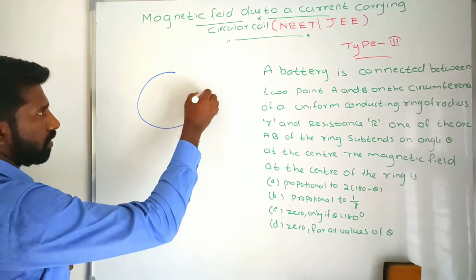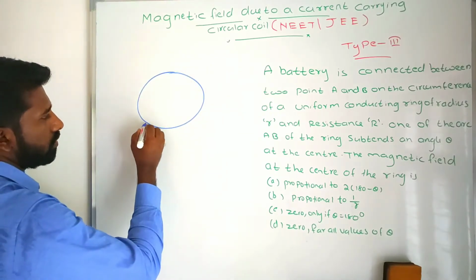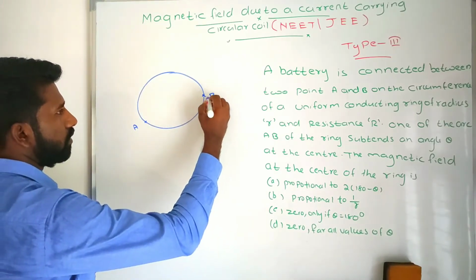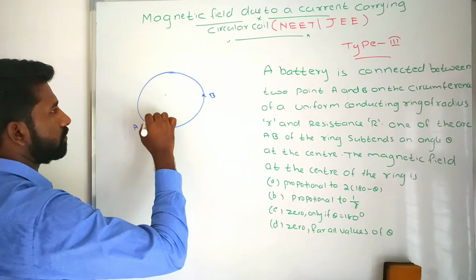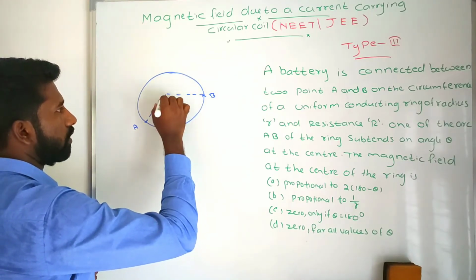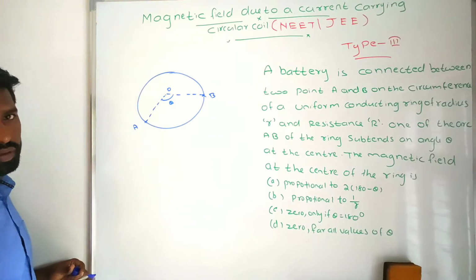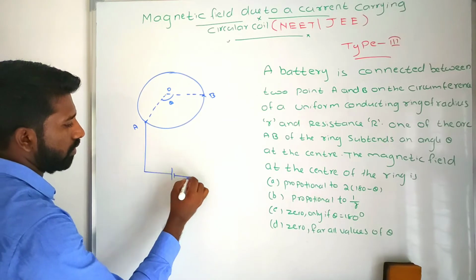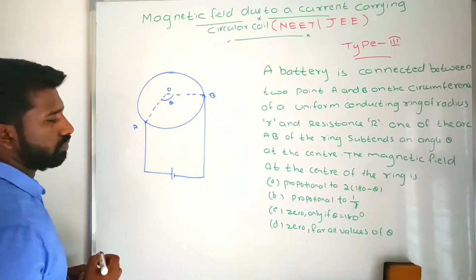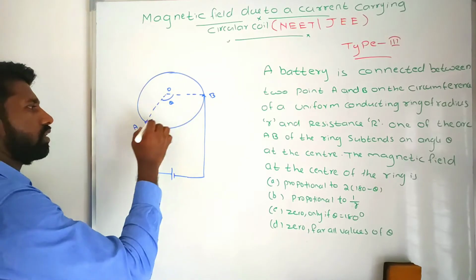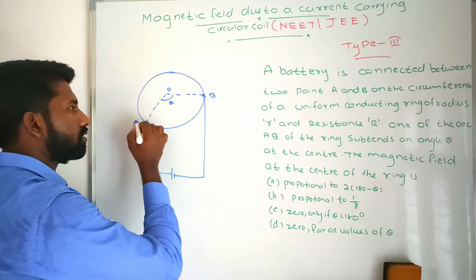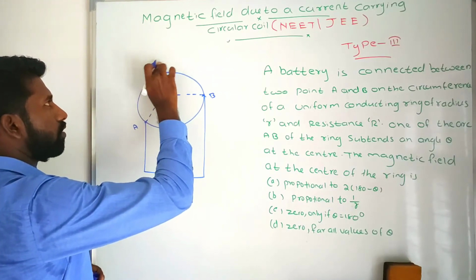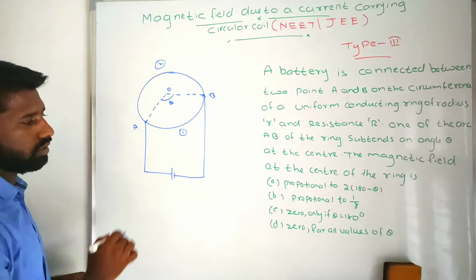So there is a circular ring. In that ring of radius r, the 2 points A and B are connected to a battery. This AB is making an angle theta at the center, and consider O is the center. There is a battery connected, and consider the positive terminal is connected to A and the negative terminal is connected to B. Okay, clear. Now you see that this arc AB, this downside arc, I consider the first arc. This is the second arc, I consider the top arc.